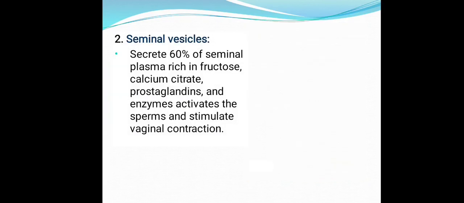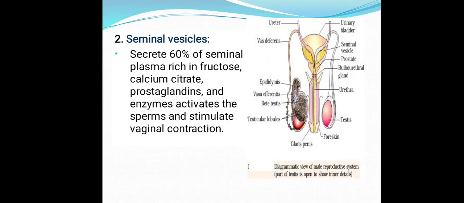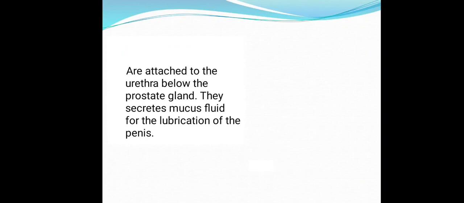The second one is the seminal vesicles. These are present in pairs. Here is one. They secrete 60% of the seminal plasma, rich in fructose, calcium citrate, prostaglandins, and enzymes, which activate the sperms and stimulate vaginal contraction. This is the seminal vesicle.